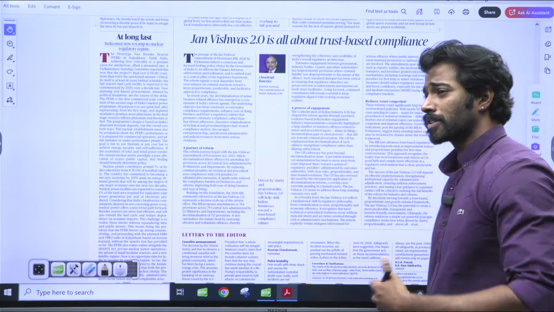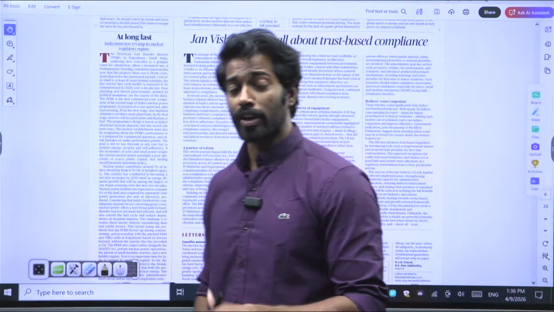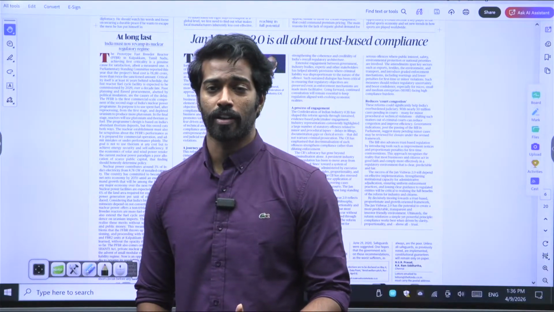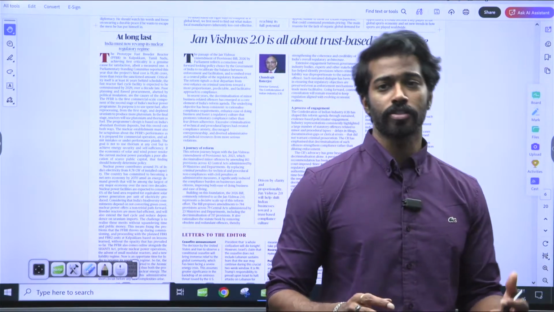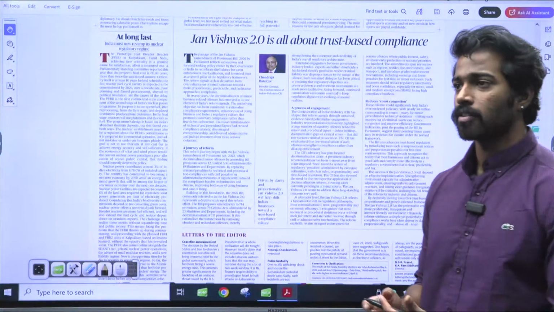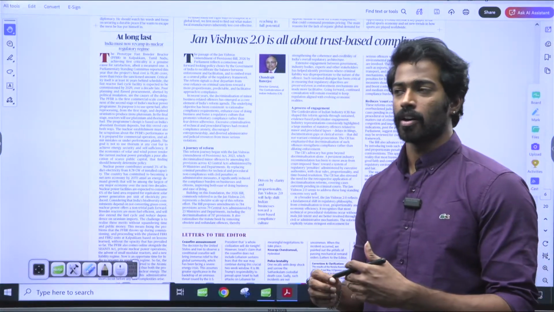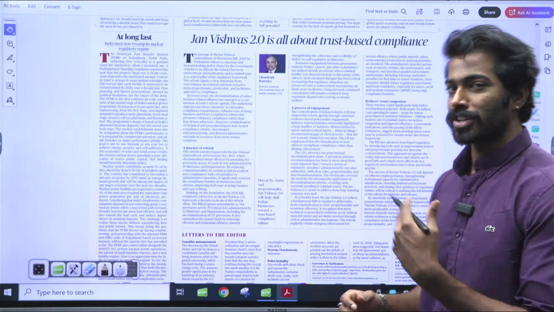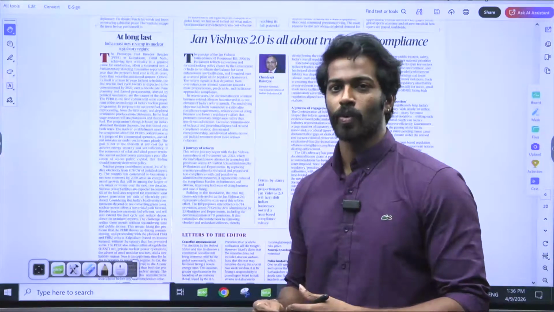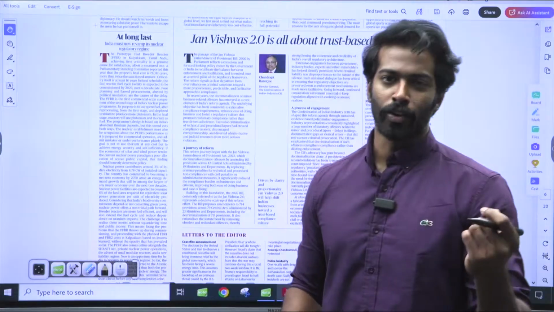Jan Vishwas bill is basically a bill that is brought in to rationalize the penalties and the compliances that were there in all the laws. Right? It ensures there is fairer, trust-based, and easier implementation of laws, and there are no stringent punishments for people who are violating petty laws, right?